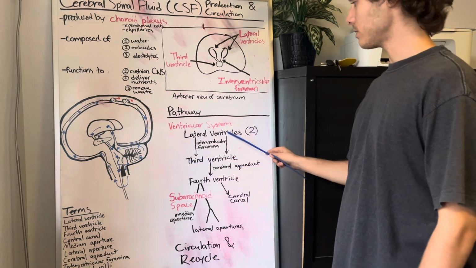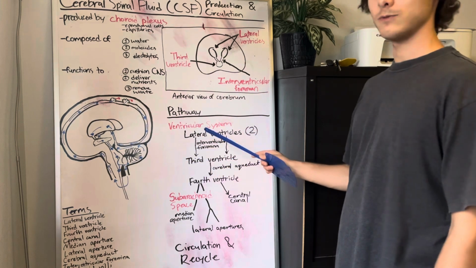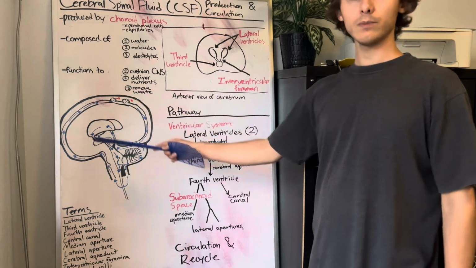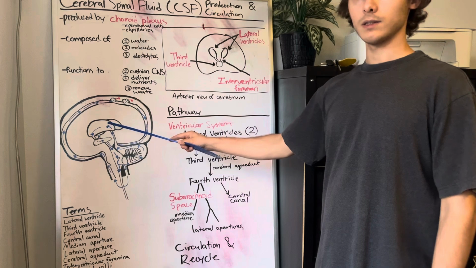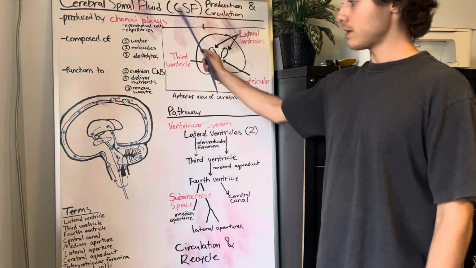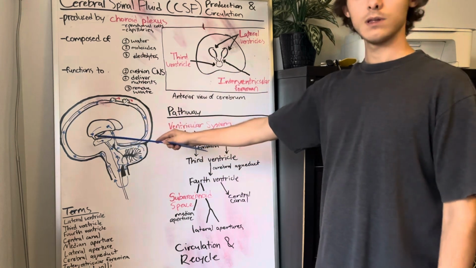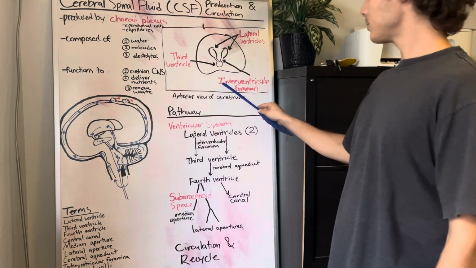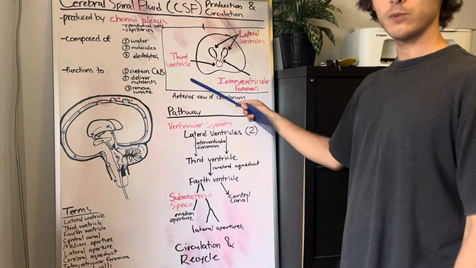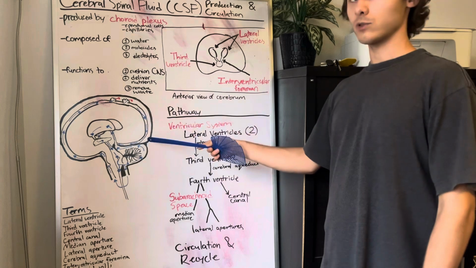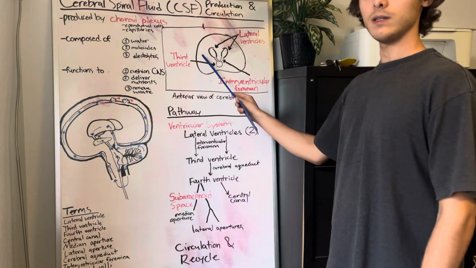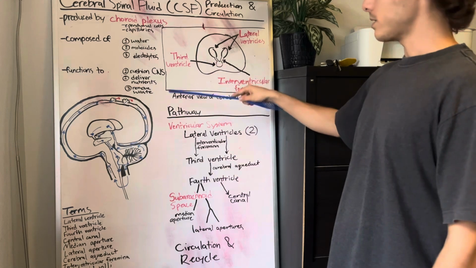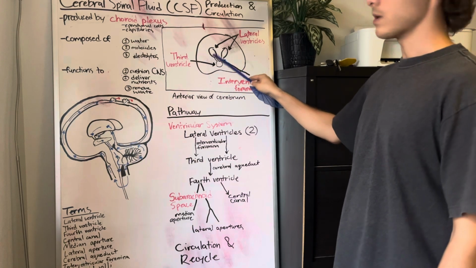So in the lateral ventricles, they are found in the cerebrum, and the CSF flows through the interventricular foramina into the third ventricle, which is located between the thalamus region. So looking at this from the front, anterior, that would be right around here.